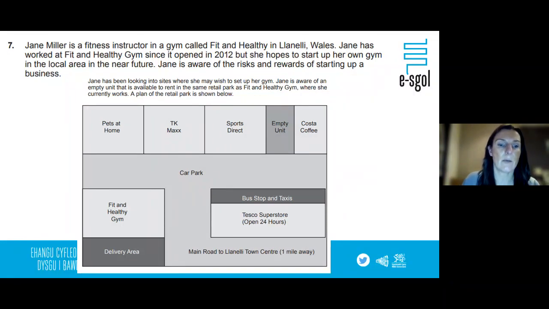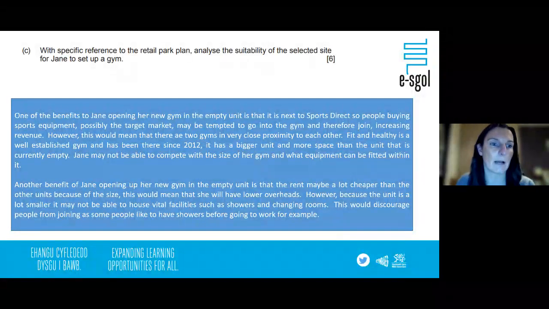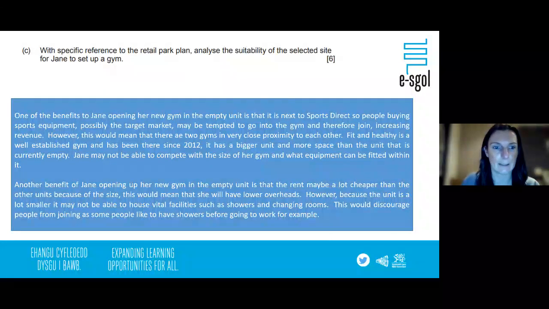So you can see where Fit and Healthy Gym is, and then you can see where the empty unit is. So with specific reference to the retail park plan, analyse the suitability of the selected site for Jane to set up a gym. Okay, so I've come up with a little mock answer here. There were obviously other things that you could have talked about. So I've tried to keep it with explaining an advantage, disadvantage kind of thing.